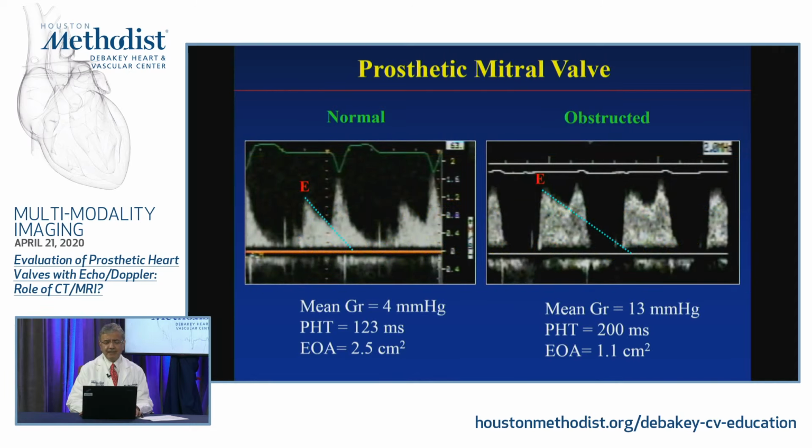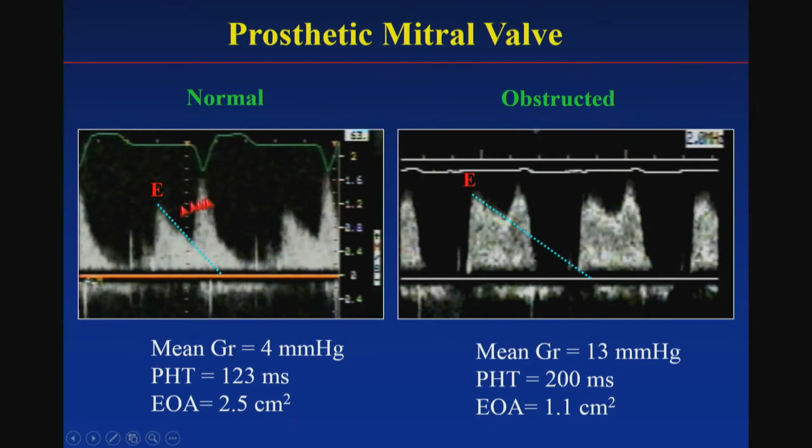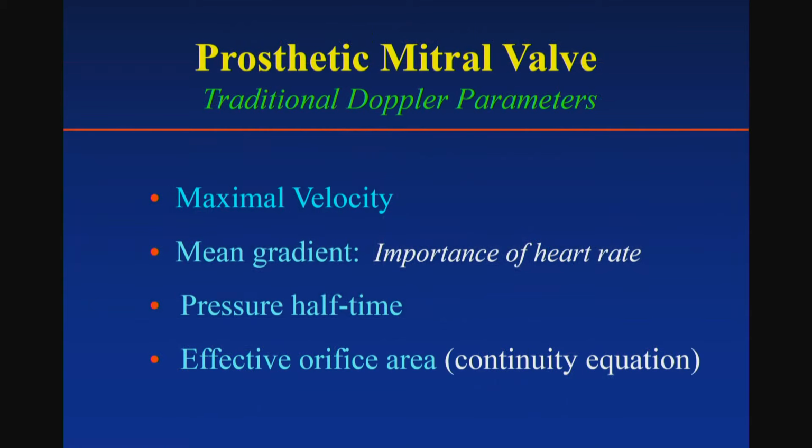Let's switch to prosthetic mitral valve. And obviously, if you have a normal prosthesis, even the velocities of E wave in sinus rhythm will be higher than normal. But in an obstructed valve, gradients and velocities are higher, pressure half time is longer, and I think these are the things that we would look for.